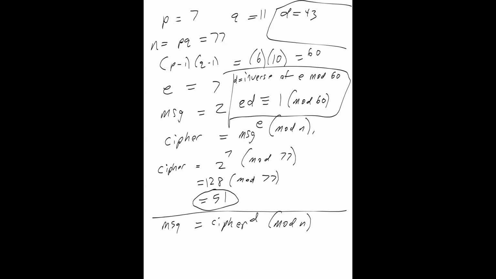So we're just going to take 51, which is the encrypted message, to the power of 43 mod 77. Because remember, N was P times Q, which is 77. Now this is where even with a very small start, like we picked the numbers 7 and 11, you still have a huge number to calculate. 51 to the 43 mod 77.